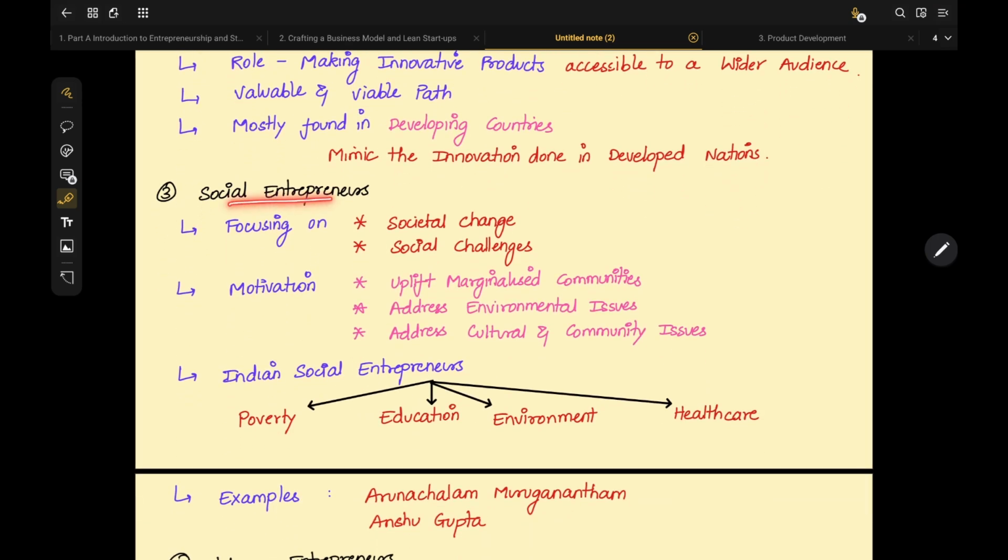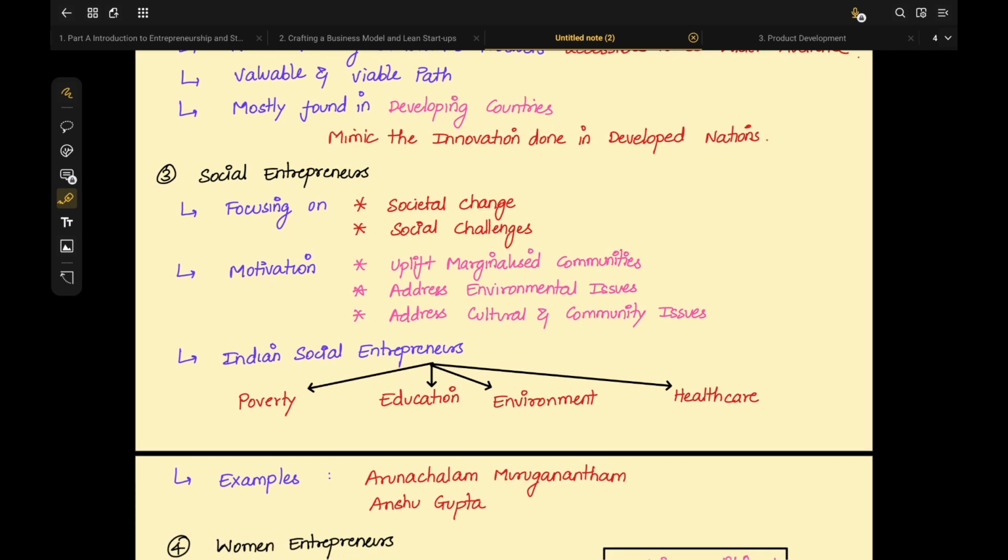And then social entrepreneurs. They are not selling businesses, they are selling products to people. They are working for societal change and social challenges, for example women empowerment, caste disparity, wealth inequality. For those societal causes, those people will be working. And then their motivation, what are they trying to do? They are trying to uplift the marginalized communities. They are trying to help the people who are downtrodden to become wealthy and attain the same social status as everybody else. And then address environmental issues.